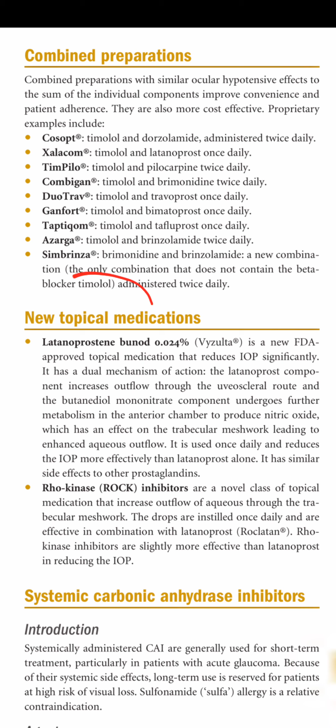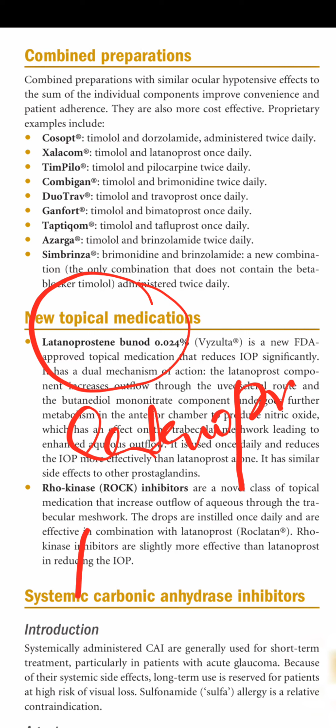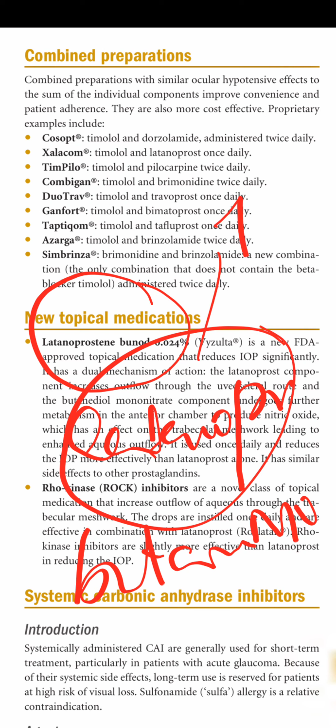So basically, latanoprostene bunod is a combination drop. It contains latanoprost and it contains butanediol mononitrate. So latanoprost basically has the same effect as a prostaglandin.